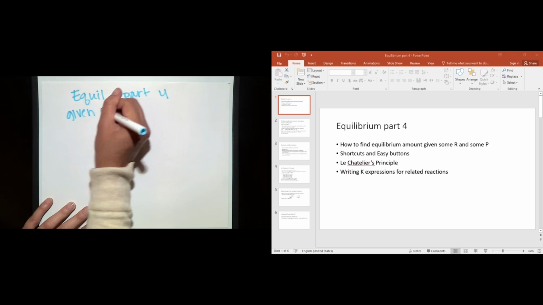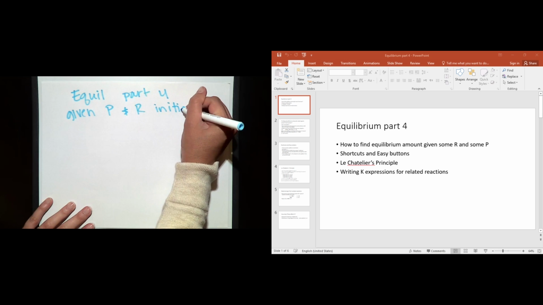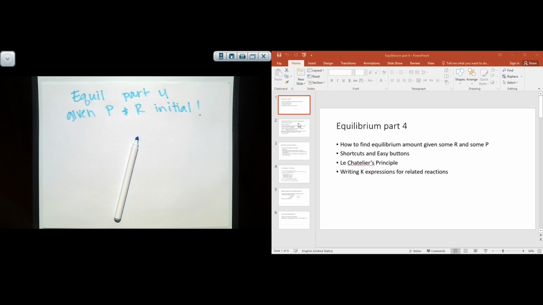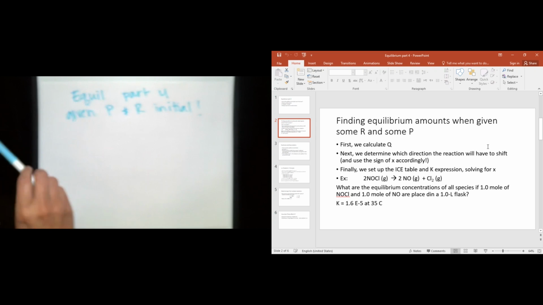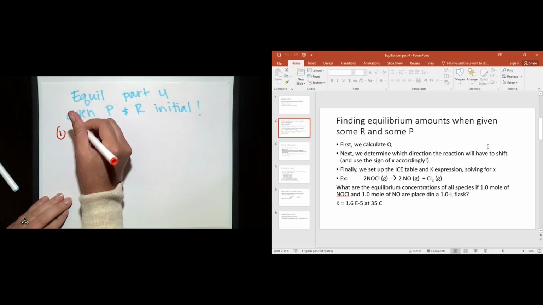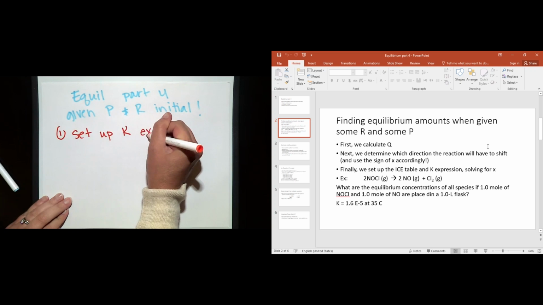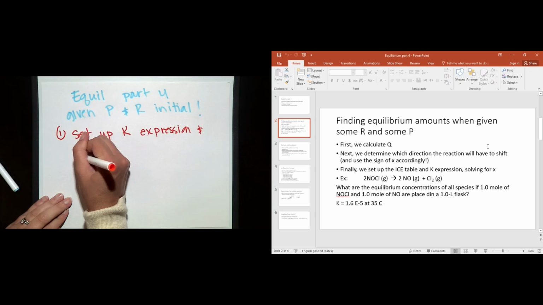So what happens? How do we solve a problem if we're given both product and reaction? We can't say, oh, one side is 0, so we always add to that side. You can't subtract from 0. So here's where we have to do an additional step. So the first step is set up the K expression and plug in the values given.